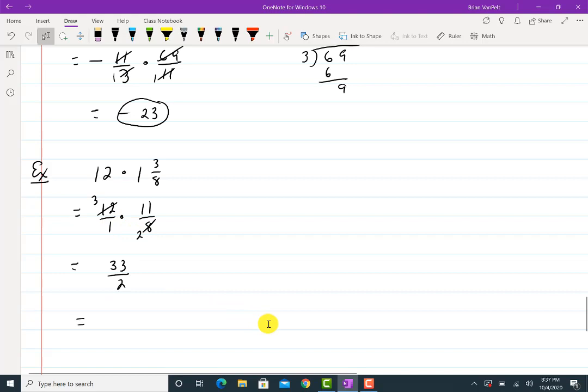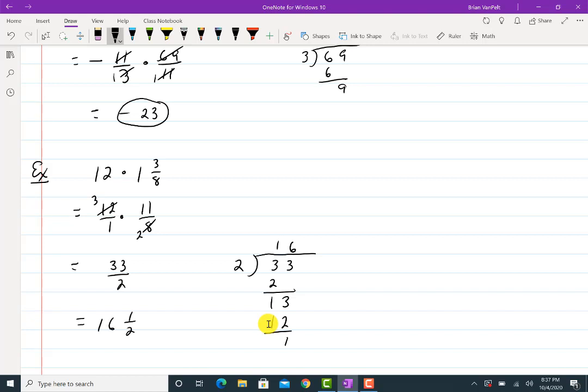And then let's change my final answer to a mixed number. 2 goes into 33 16 times, and we have a remainder of 1. So quotient, remainder, divisor.